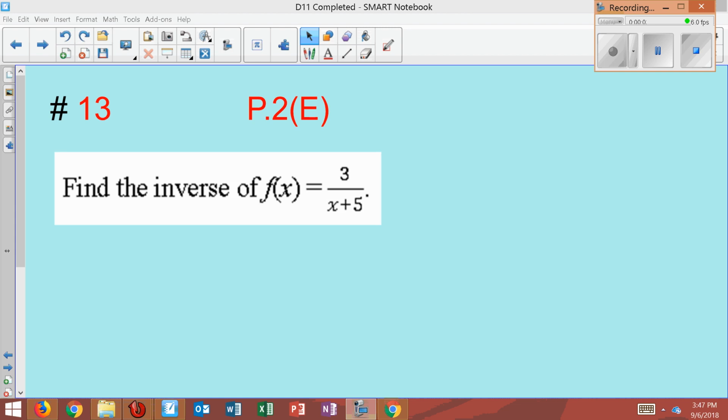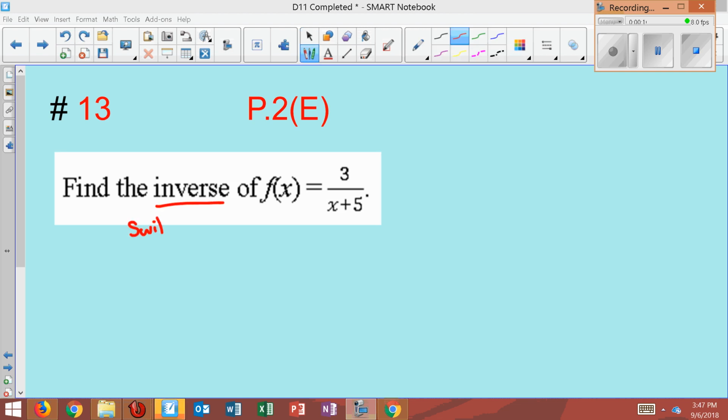Number 13. Find the inverse of f of x equals 3 over x plus 5. Now remember, when you see inverse, we need to think about switching x and y. And so in this case, f of x represents y. So we're going to switch it, and we're going to try to solve the equation x equals 3 over y plus 5 for y.